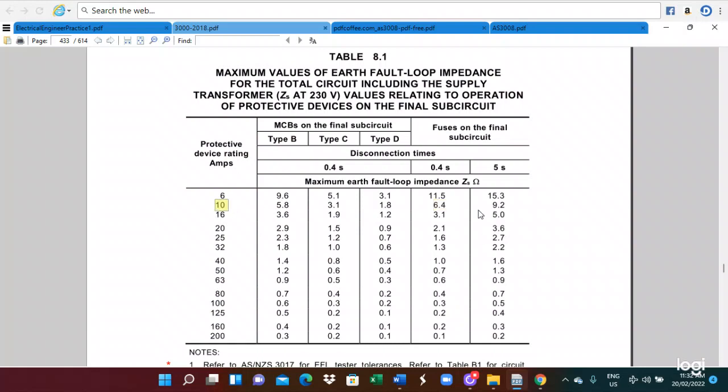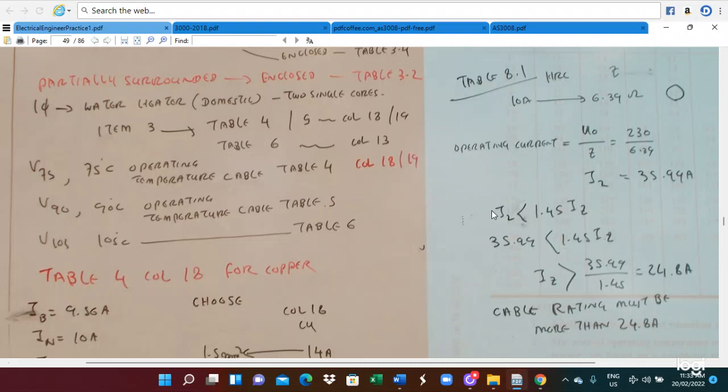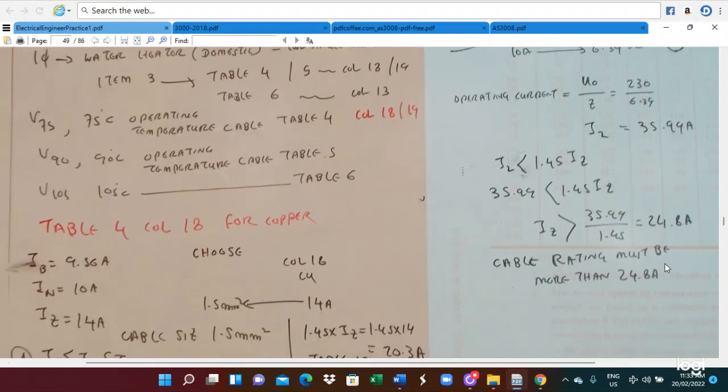So 6.4 approximately. So this fault loop impedance, we substitute into the supply voltage. So the supply voltage of 230 volt divided by the fault loop impedance 6.39 ohm, so you got 35.94 ampere. This is the I2 value. So the I2 at 35.94 must be less than 1.4 times IZ. So from here you got IZ must be greater than 35.94 divided by 1.4, which is 24.8 ampere. So IZ must be greater than 24.8.